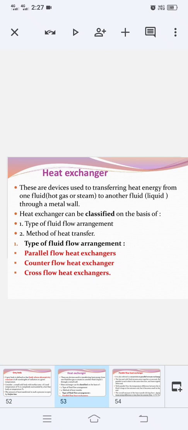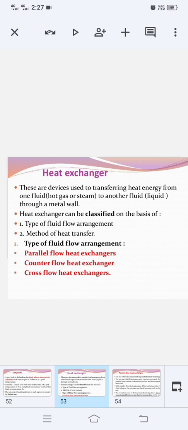The devices which are used to transfer heat energy from one fluid to another fluid through a metal wall are termed as exchangers or interchangers. In any industry, heat energy is transferred by various methods. The principle, construction and working of those equipments are used for the transfer of heat energy. So the first equipment is the heat exchanger and the second will be heat interchangers.